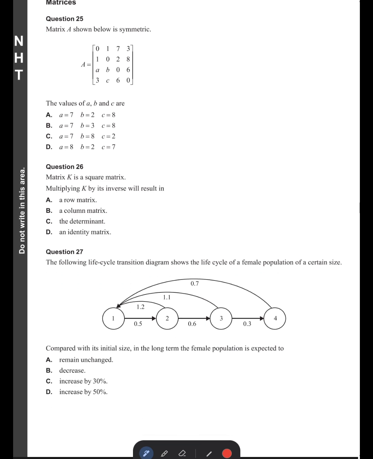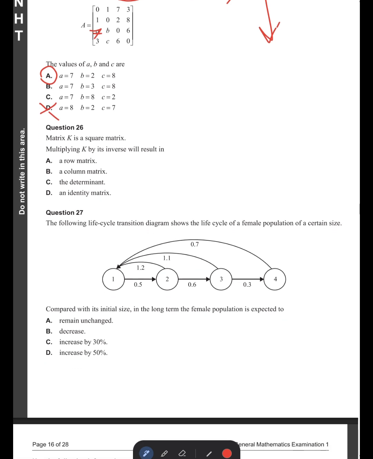All right, matrices. The matrix shown is symmetric. Remember, symmetric means that the rows are the same as the columns. So the values of A, B, and C are. So this needs to go 0, 1, 7, 3. So this is 0, 1, 7, 3. So A is 7. So D we can cancel out. The next one, we've got 1, 0, 2, 8. So down needs to be 1, 0, 2, 8. So B is 2 and C is 8. So A there is the correct answer.